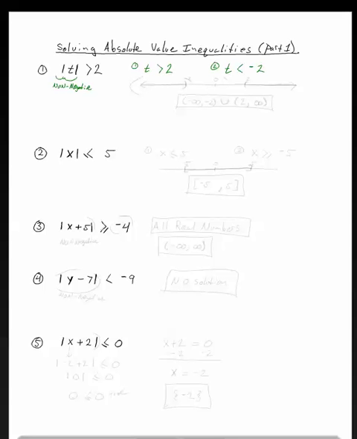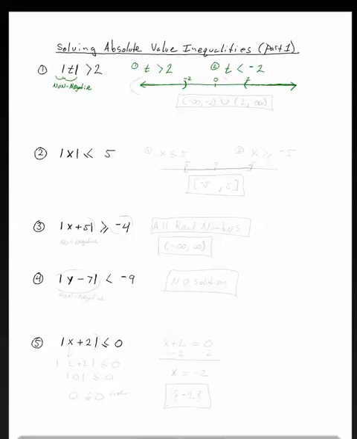Now I'm going to graph these two inequalities. So here's 0, here's negative 2, here's 2. In the first one it says t is greater than 2, so starting at 2, my arrow should go to the right. And since it's strictly greater than, I use a parenthesis. For my second one, it says t is less than negative 2. So since it's less, it goes to the left. And once again, since it's strictly less, I use a parenthesis.